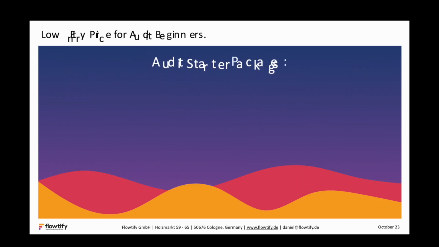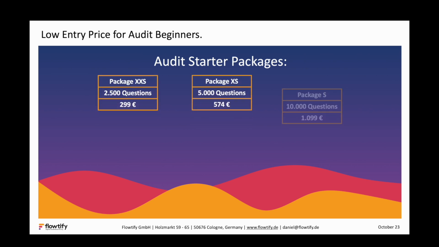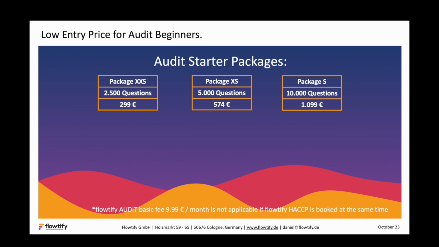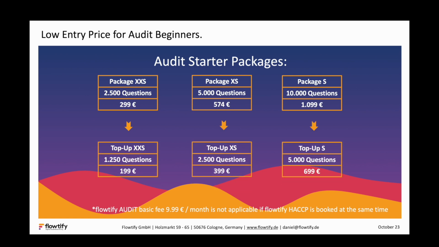The audit pricing model is package-based. The XXS to S audit packages are aimed at beginners. Each package contains a certain number of questions that can be used within a period of 12 months. If you realize during the term that the package you have booked is not sufficient, you have two options: a subsequent purchase within the selected main package or an upgrade to a larger quota of questions. The choice of package therefore determines how many audits can be performed during the next 12 months.